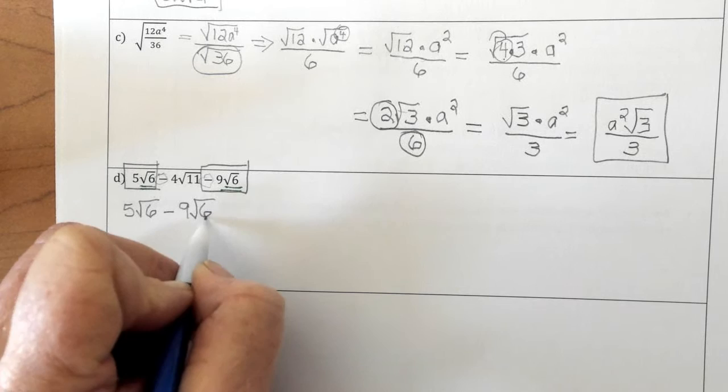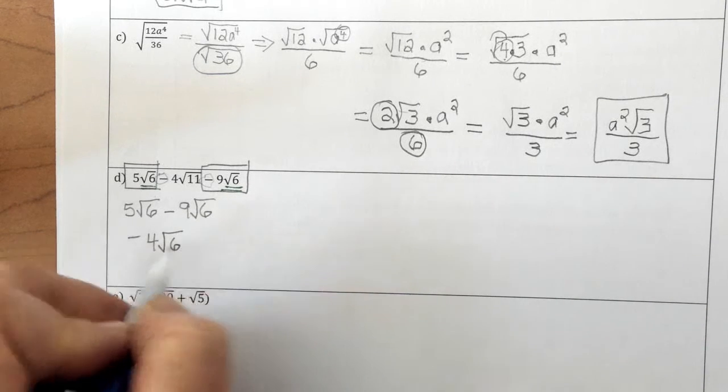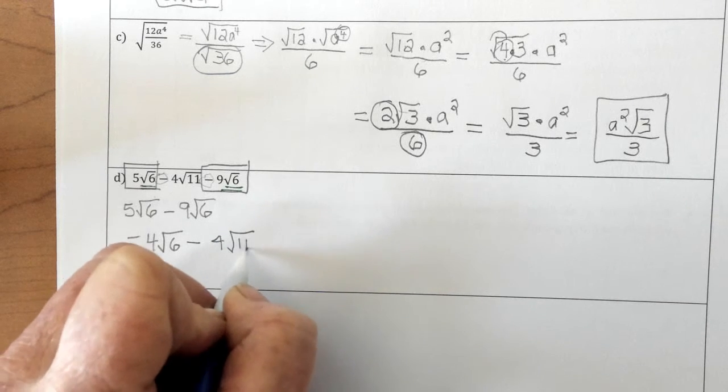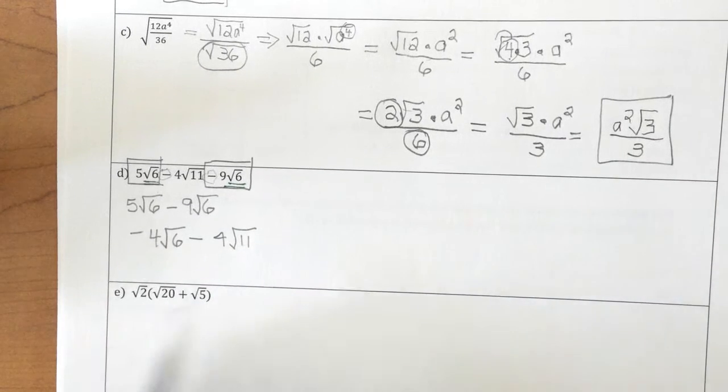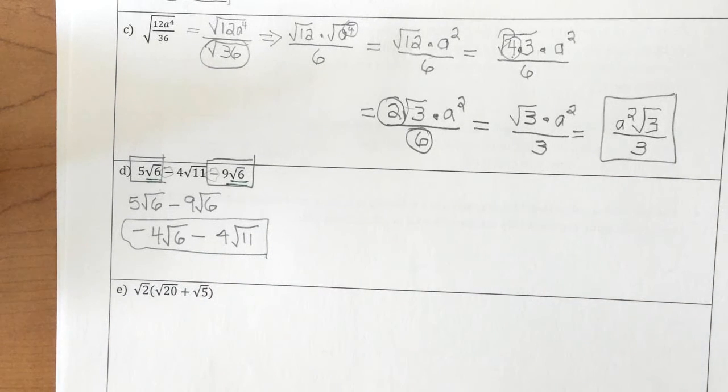So if I have 5 roots of 6, and I take away 9 roots of 6, what do I have? I've got -4 roots of 6, and then I simply bring along my 4 roots of 11 that I'm taking away. Here's my final answer: -4 roots of 6 minus 4 roots of 11.